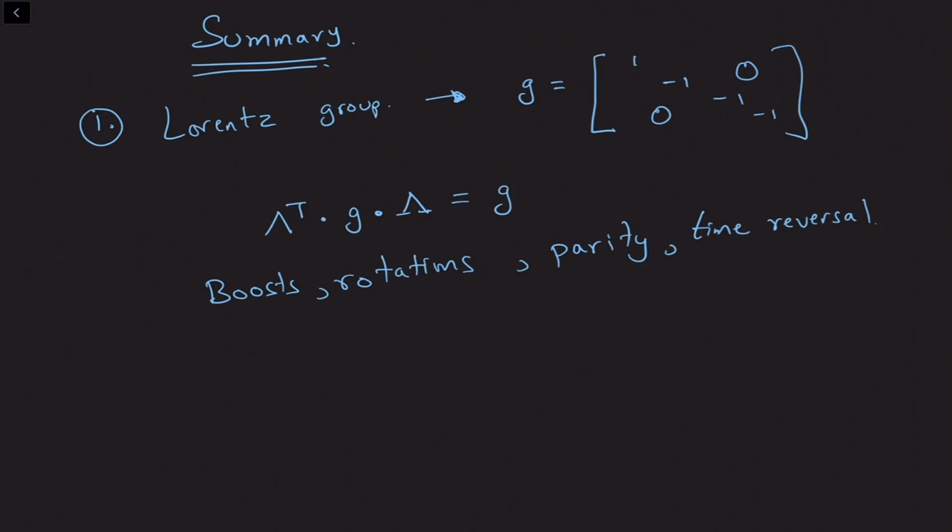And another important property of this group is that it's a non-abelian group. Okay, we didn't discuss this earlier in the lecture, but boosts in general do not commute with each other, and they do not commute with rotations. The order in which you do these operations matters. And similarly, rotations do not commute with each other. Okay, so this is what is called a non-abelian group.